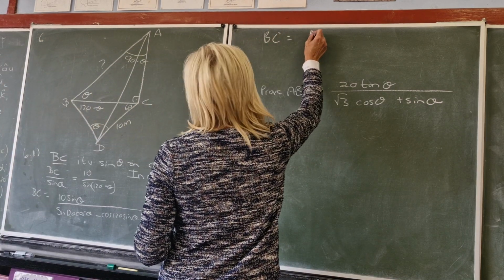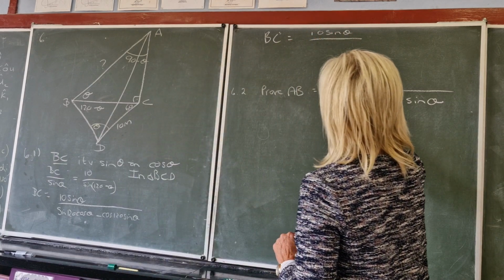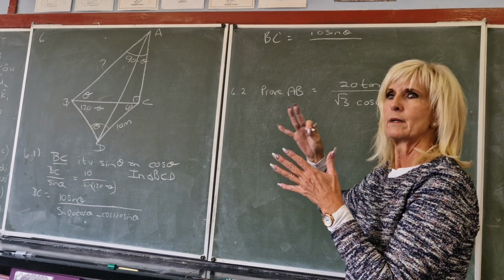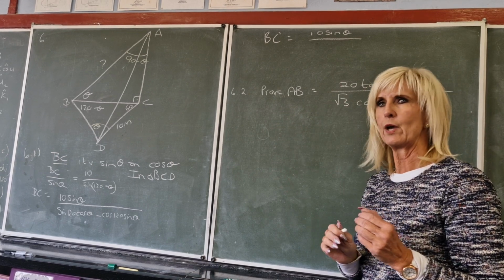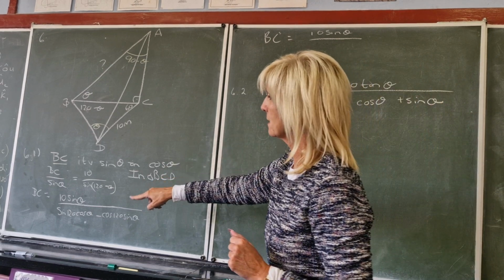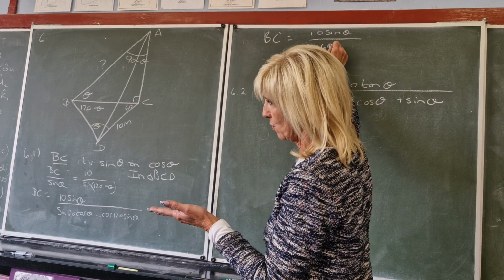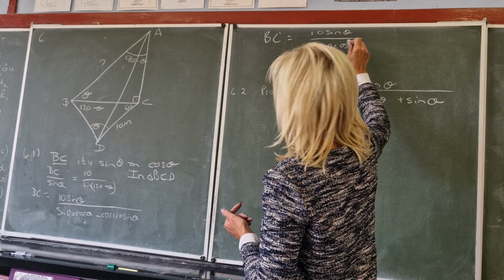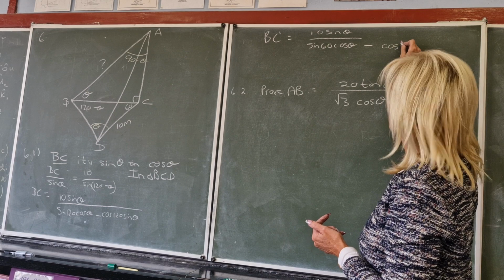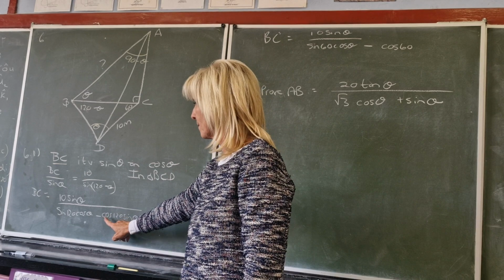BC is then 10 sin theta, 10, 20. But remember, I'm busy with BC and I'm trying to prove AB just now. You can't look at the stuff and say, oh yes, I see where we're going. When they start falling into place, we're very surprised and happy about it. So 10 sin theta at the top, but the bottom will then be sin 60, which is positive because it's second quadrant, cos theta. And then we got minus cos 60, but second quadrant cos is negative.